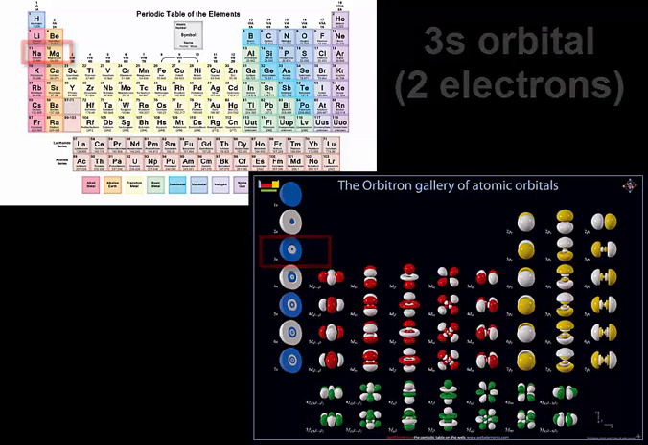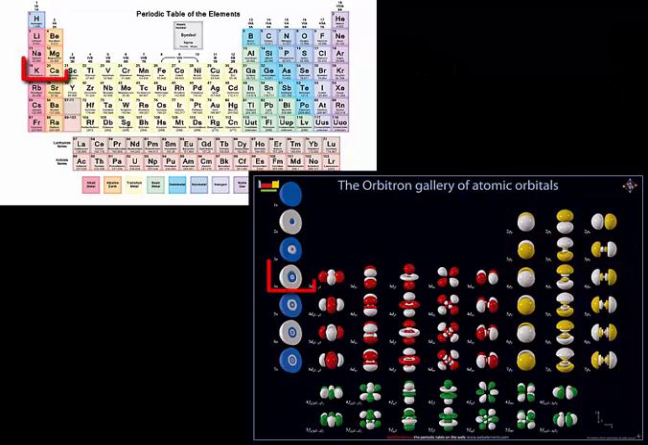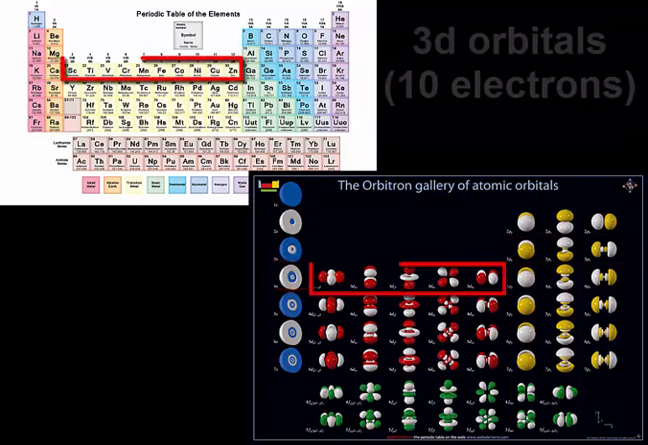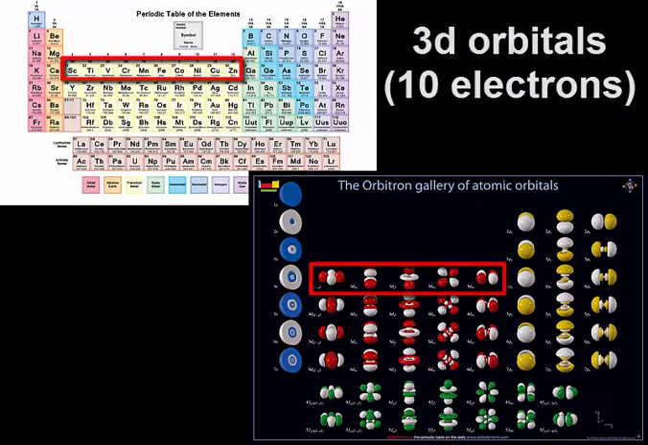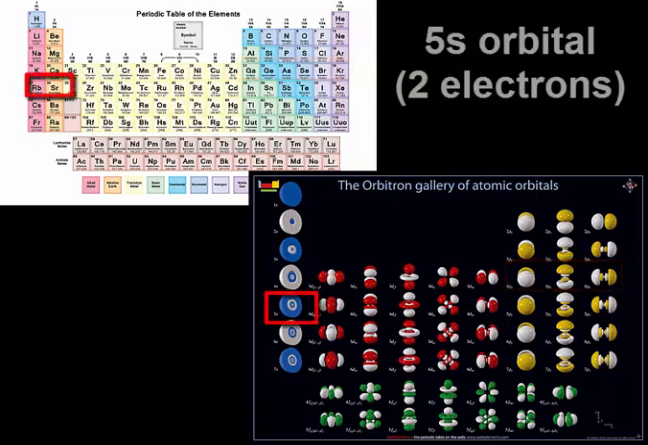3s orbital comes next. It can hold 2 electrons. The 3p subshell has 3 orbitals. Each can hold 2 electrons for a total of 6. Then we have the 4s orbital that can hold 2 electrons. Now we're going to move a little faster. The 3d set can hold 10 electrons, followed by 4p, which can hold 6 more electrons. The 5s orbital can hold 2 electrons.